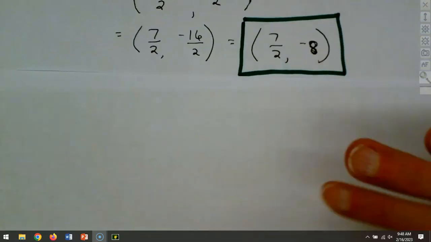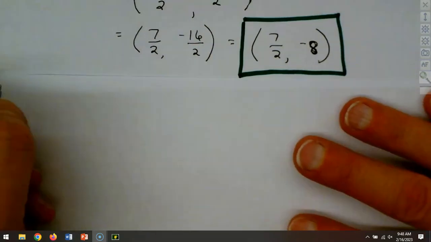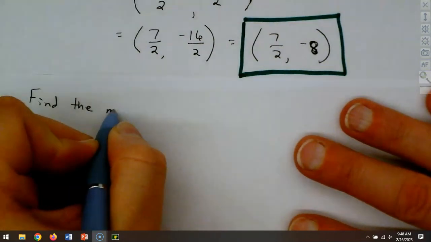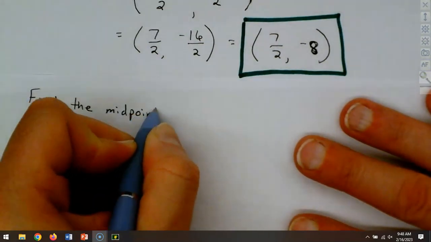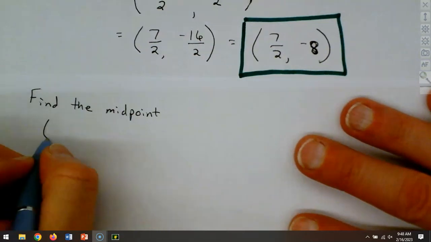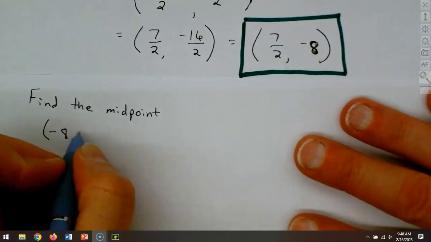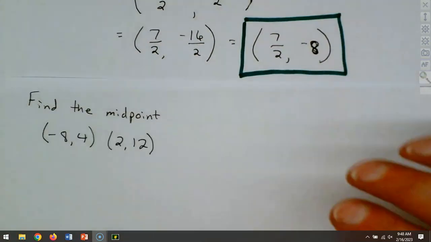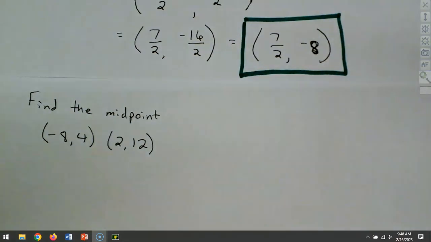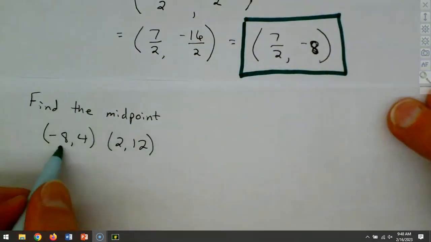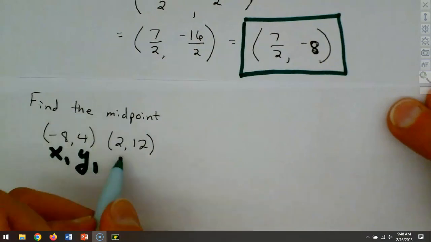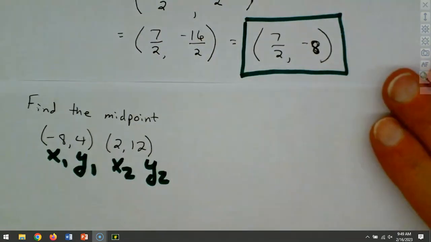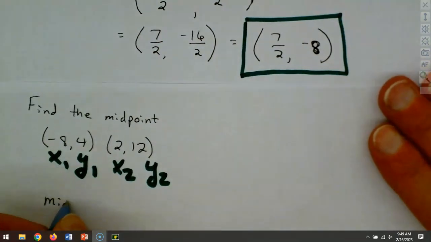Let's do one more, and then we'll do it the other way, backwards. So we're still going to find the midpoint. And let's say I give you minus 8, positive 4, and 2, 12. First thing we do is we label our ordered pairs, x1, y1, x2, and y2. What do we do for our midpoint?